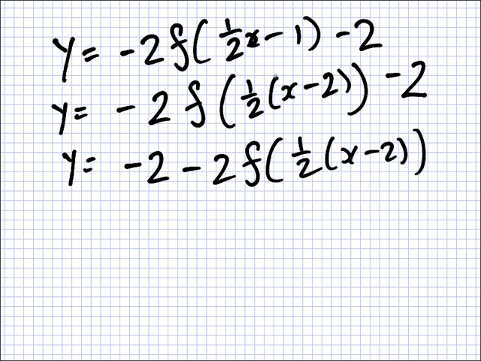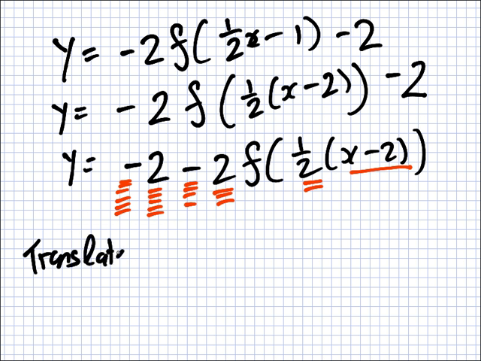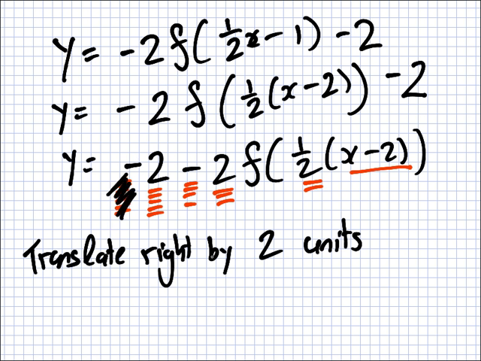Okay, so what you do? First, second, third, fourth, fifth. There are 5 things that are happening here. Ah, the 6 is unnecessary. First we translate right by 2 units.